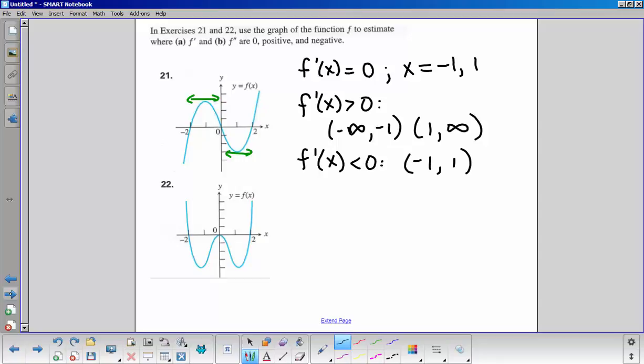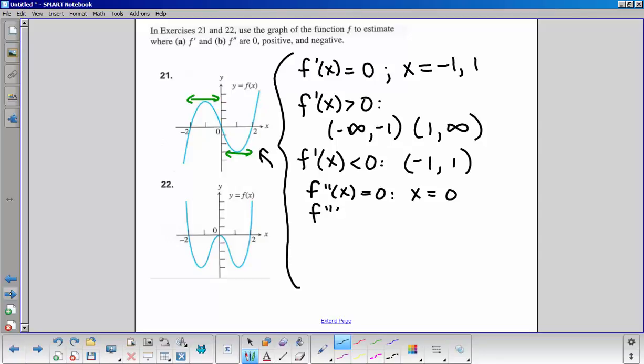Then we want to know where f double prime is equal to 0. F double prime is going to be equal to 0 at a point of inflection where it changes from concave up to concave down, or vice versa. Do you see where that might be? This is concave down until right about here. Right, so this is at x equals 0. These are all for this function up here, okay?